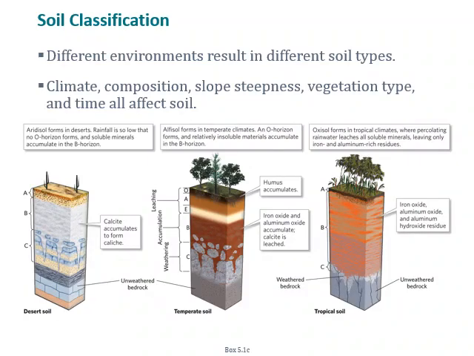So the desert soil on the left is high in calcite, which accumulates to form caliche. A temperate soil, which was discussed in the previous slide, has a variety of horizons, including an organic layer of humus. On the right, we have a tropical soil, or an oxisol, where percolating rainwater leaches all soluble minerals and leaves only iron and aluminum-rich residues.